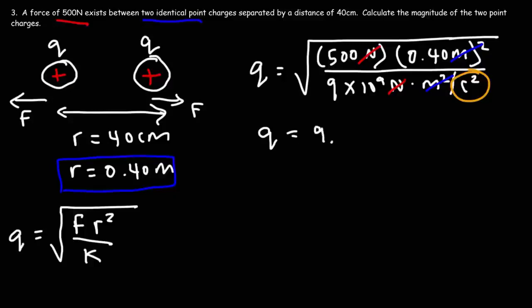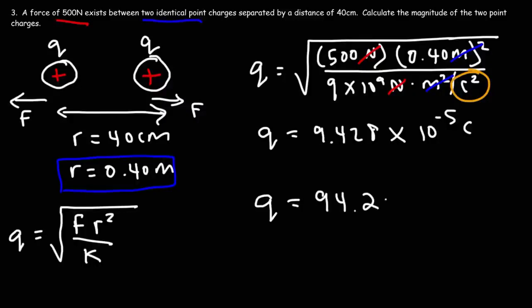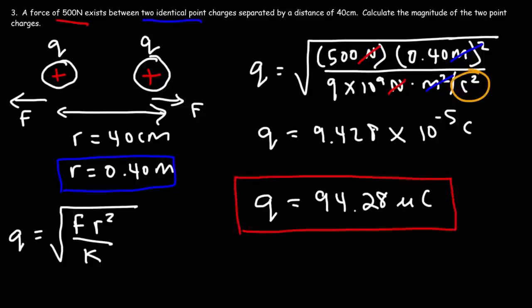So you should get 9.428 times 10 to the negative 5 coulombs. Now to get the answer in microcoulombs, take this value and divide it by 10 to the negative 6, or 1 times 10 to the minus 6. So if you do that, you should get 94.28 microcoulombs. So that is the magnitude of the two identical charges.